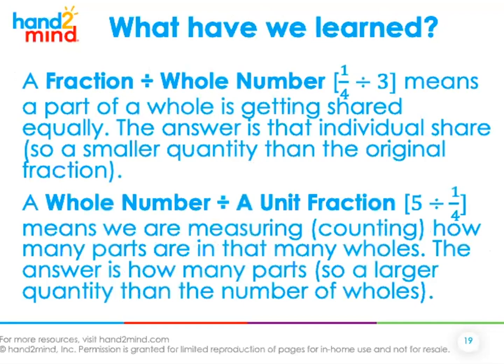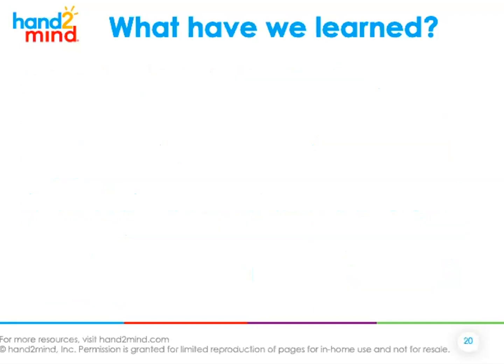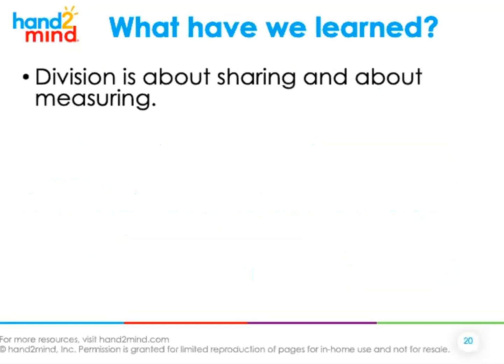We've also seen that the reverse happens with a whole number divided by a unit fraction. We're actually measuring or counting how many fourths are in that many wholes, say 5 wholes. The answer is how many parts. So that's a larger number. Were you surprised that you could divide and get an answer that's bigger? Sometimes from our whole number work, we draw conclusions that are only true with certain numbers, but they're not true for all numbers. All right, what have we learned in general that's important to remember forever?